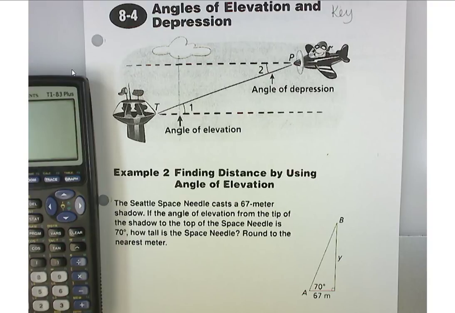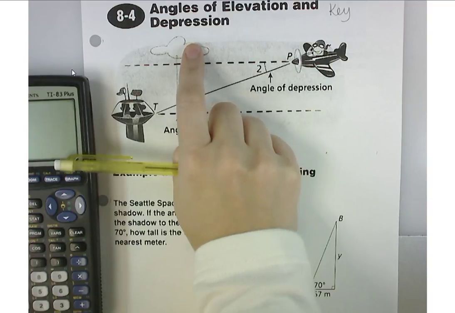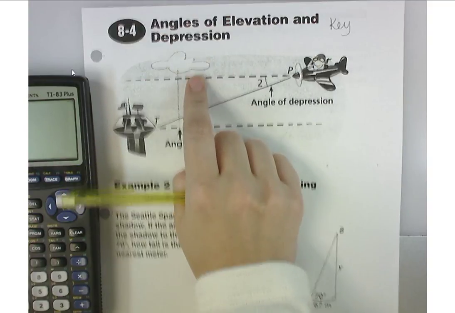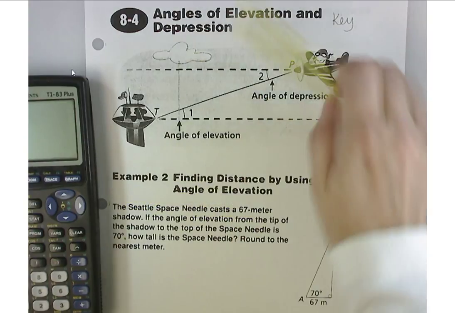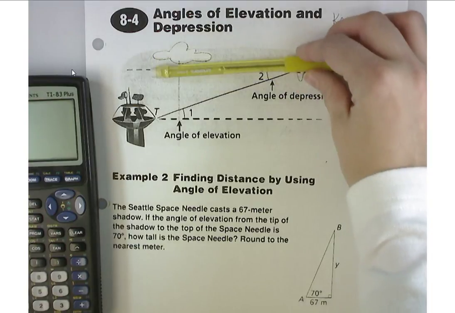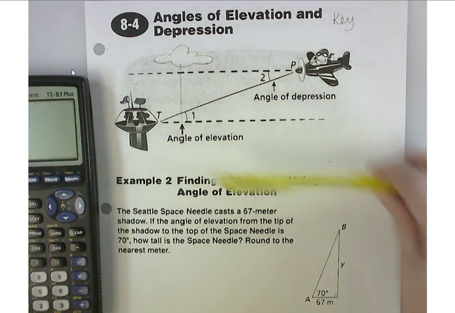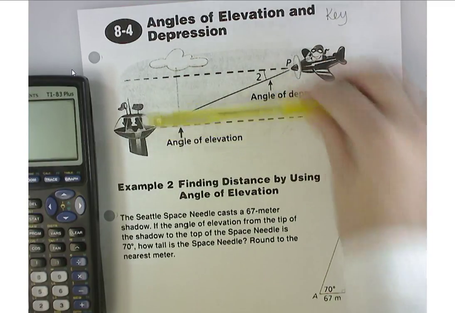What we did in 8.3. Our focus is on the angles of elevation and angles of depression. So this would be an angle of depression, right? You would start horizontally, and then that angle would go down. If you had an angle of elevation, you would start horizontally, and then the angle would be going up.